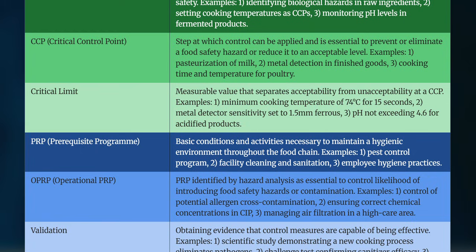Now, OPRP is something you will also hear about. For OPRP, you just add an O to the PRP, and it becomes operational prerequisite programs. Operational prerequisite programs are prerequisite programs identified by hazard analysis as essential to control the likelihood of introducing a food safety hazard or contamination. Examples: control of potential allergen cross-contamination, ensuring correct chemical concentration in CIP or clean in place, or managing air filtration in a high care area. All these are called OPRP or operational prerequisite programs.